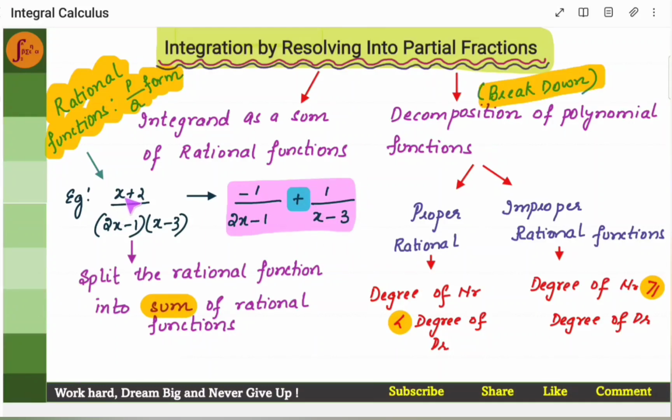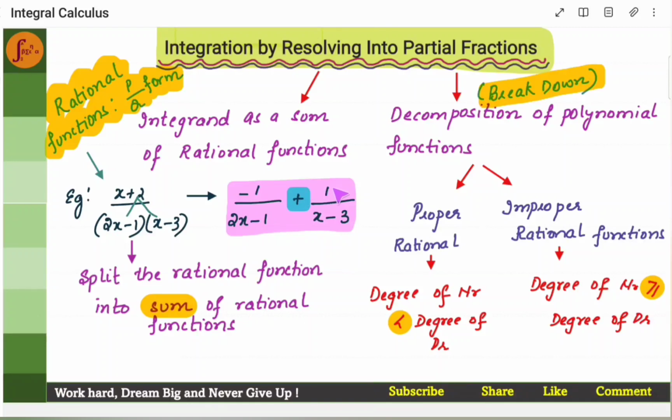So if you notice here, you have x plus 2 by 2x minus 1 into x minus 3. Now we cannot split this. There are two terms in the denominator. In such cases, we use this partial fraction method and split it like this, in the form of addition, as a sum of rational functions. Now when I resolve this, I will get this particular function back. This method of splitting rational functions into a sum of rational functions is called the partial fraction method.